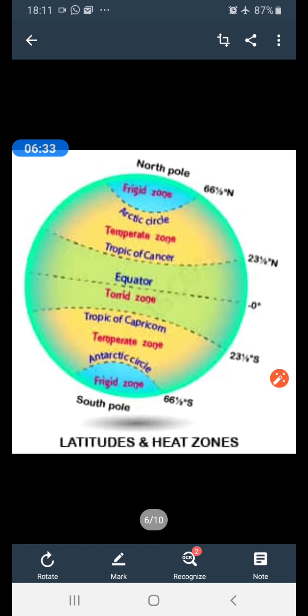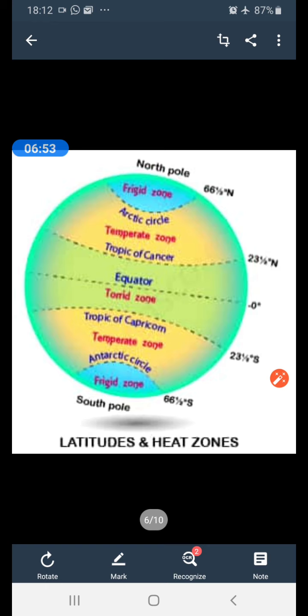The next one is the temperate zone. Now the temperate zone lies between the Arctic Circle and the Tropic of Cancer, and the Antarctic Circle and the Tropic of Capricorn. Now in this zone, the climate is moderate. It is neither very hot nor very cold.